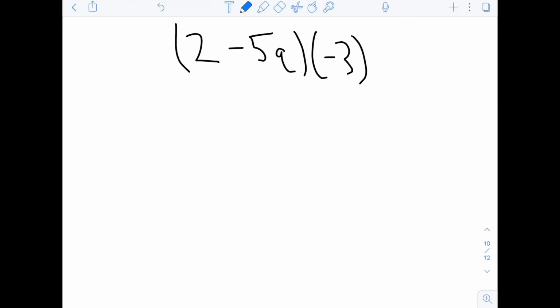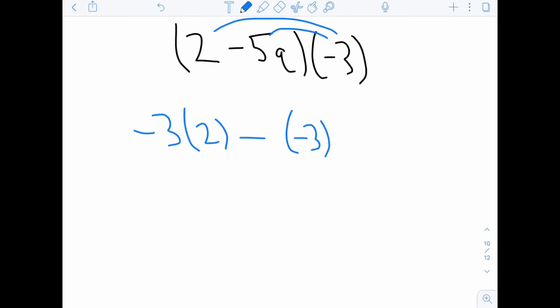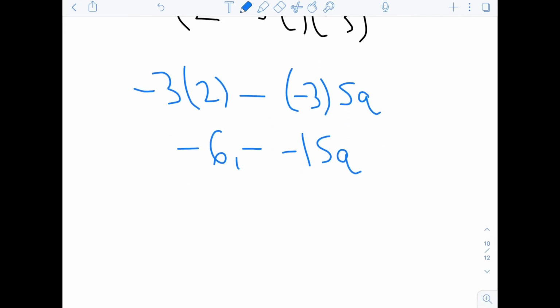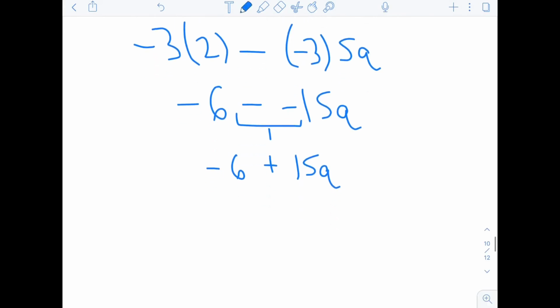So in this case, we're going to distribute a negative. So it's going to be negative 3 times 2 minus negative 3 times 5q. So negative 3 times 2 is negative 6, minus the negative 3 times 5q, which is negative 15q. And if you remember from a couple videos ago, a double negative makes a positive. So it's going to be negative 6 plus 15q. And we could rearrange this using the commutative property and make this 15q minus 6.